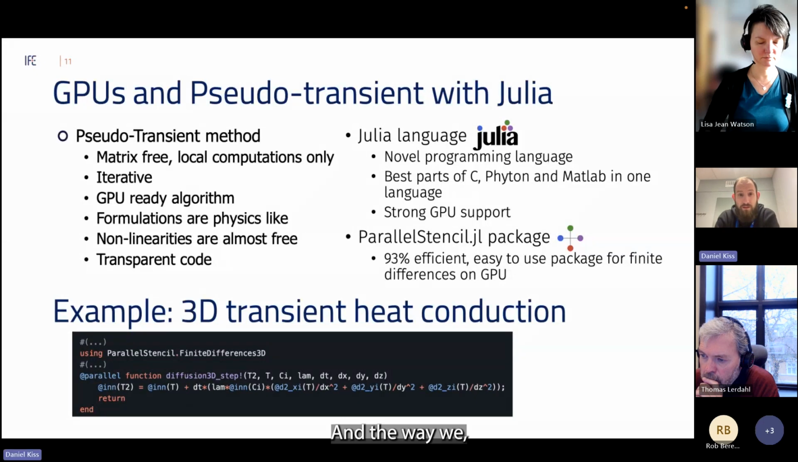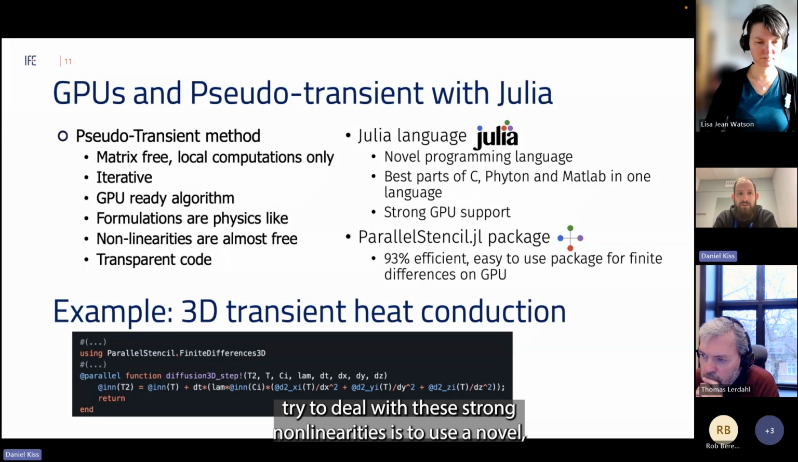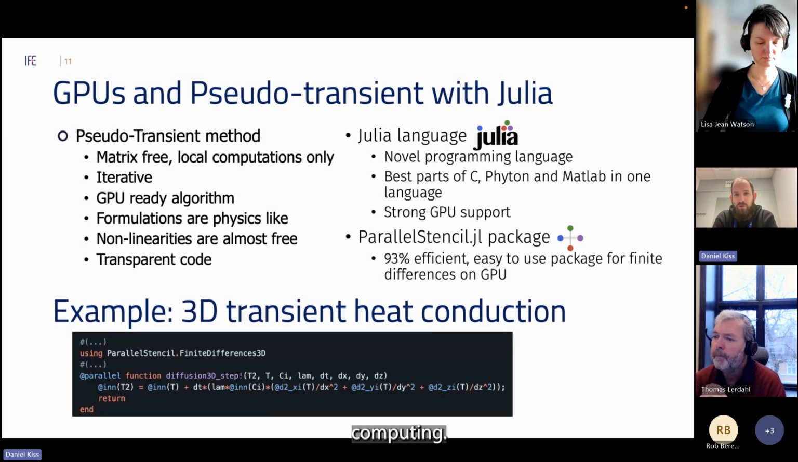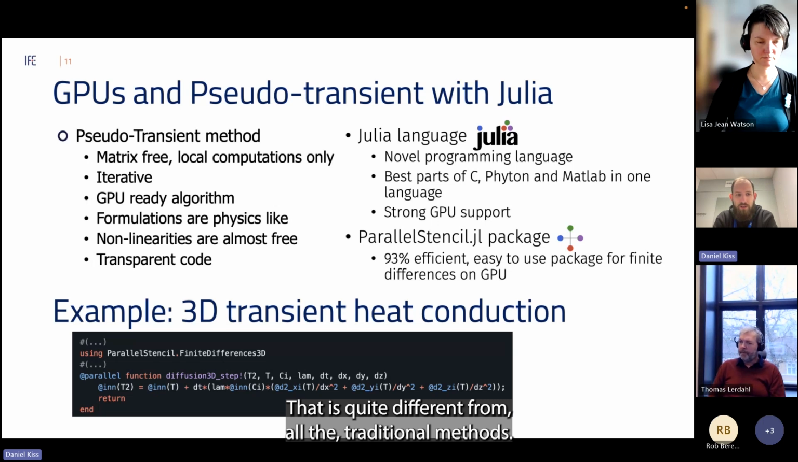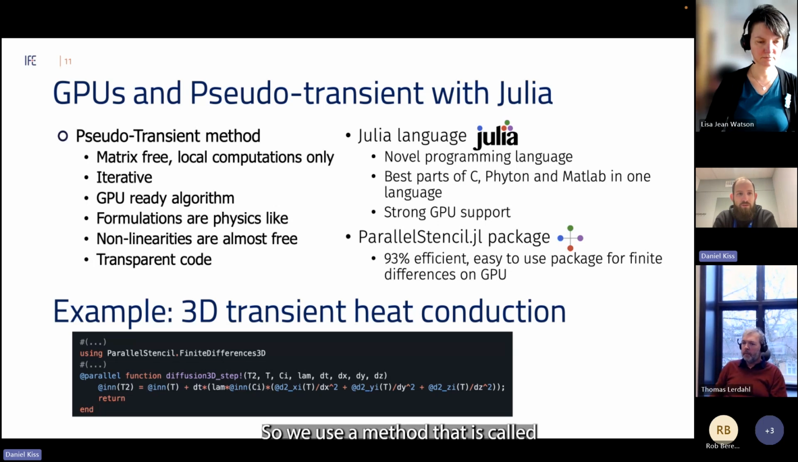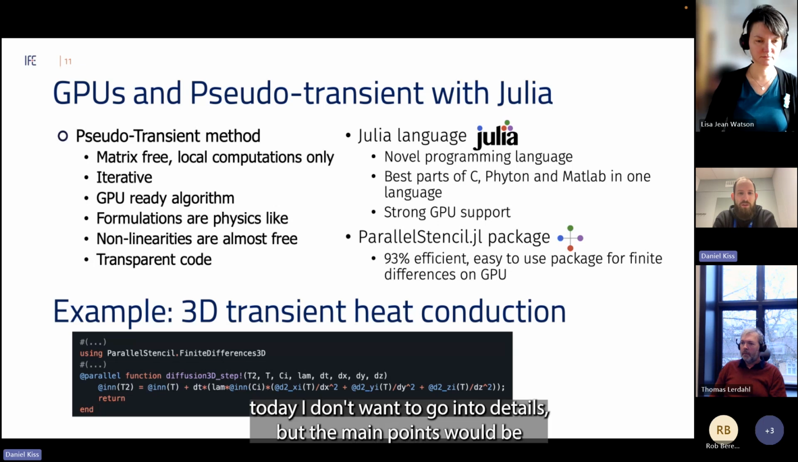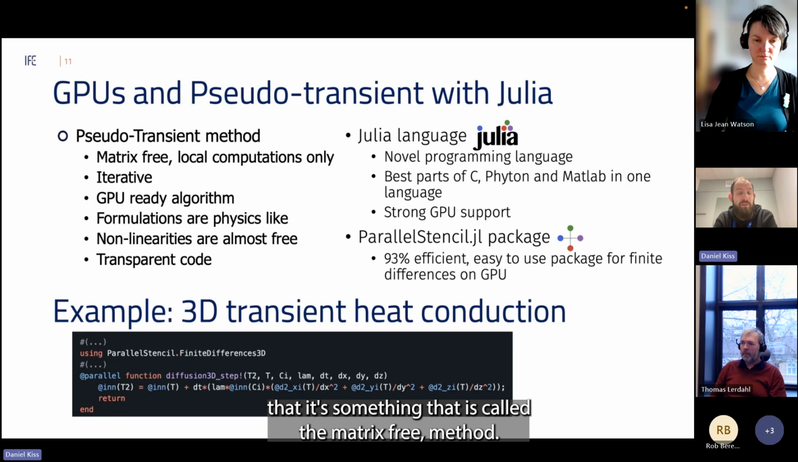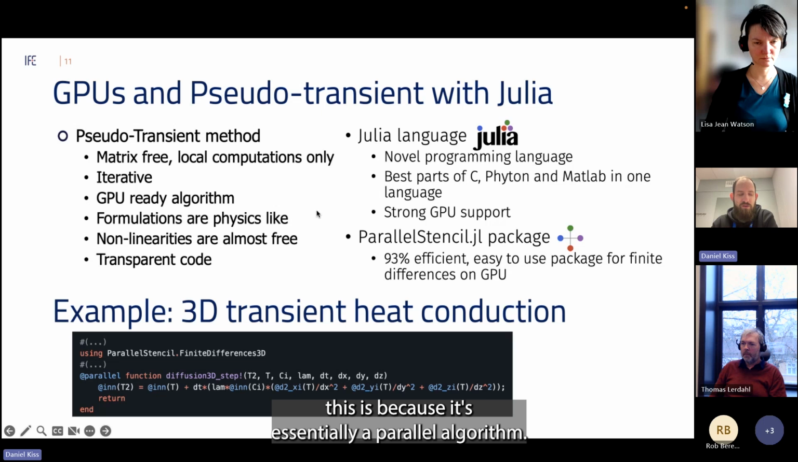And the way we try to deal with these strong nonlinearities is to use a novel computing strategy that is quite different from all the traditional methods. We use a method called the pseudo-transient method, which today I don't want to go into details about, but the main points are that it is a matrix-free method, and it's very well suited for implementation on GPUs. This is because it's essentially a parallel algorithm.